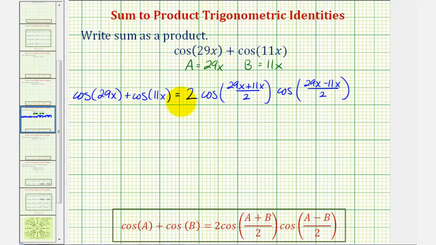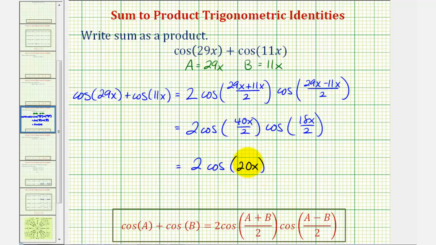And now we just need to simplify. So we have 2 times cosine of, this should be 40x divided by 2, times cosine of, this would be 18x divided by 2. Simplifying one last time, we have 2 times cosine of 20x, 40x divided by 2 is 20x, times cosine of 18x divided by 2, which would be 9x. We now have the given sum written as a product.